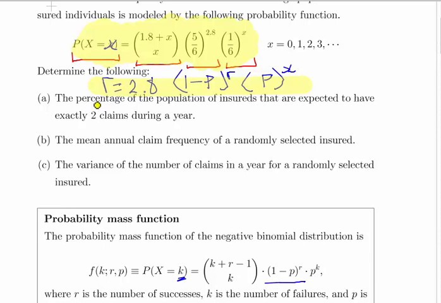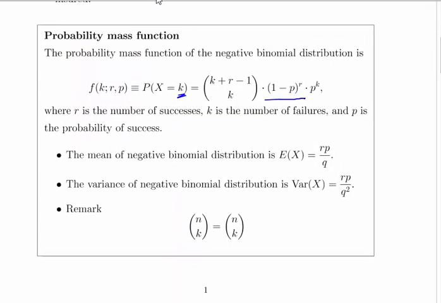Okay. The percentage of the population of insured that are expected to have less than 2 claims during a year, and we're asked for the mean and the variance of the number of claims from a randomly selected person. This is the probability mass function we're going to be working with, the probability X equal to k. This is just a formula, so to speak, and I discussed it already. So the binomial coefficient of k plus r minus 1 choose k, times 1 minus p to the power of r times p to the power of k.